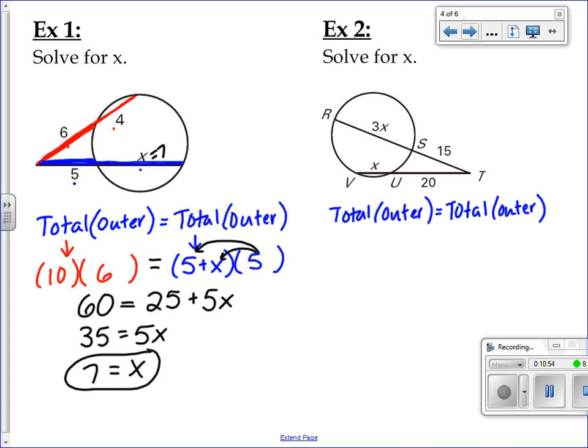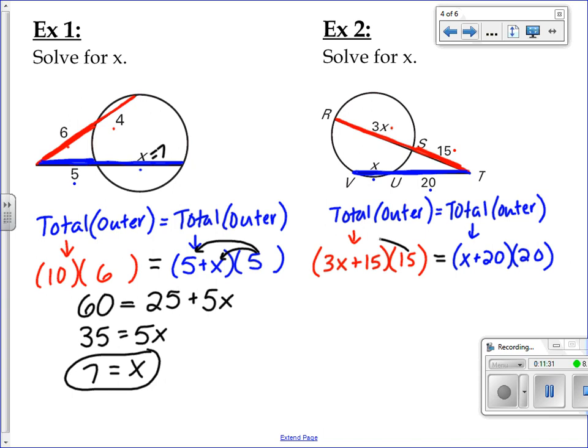So I'm going to look at this first secant, RT. If I want the total, I've got to add up the two parts, 3x plus 15. I'm now going to multiply by its outer part, which is just 15. All right, let's set that equal to the other secant. So its total would be x plus 20, and its outer part is just going to be 20.